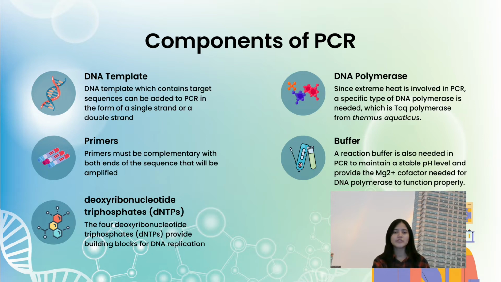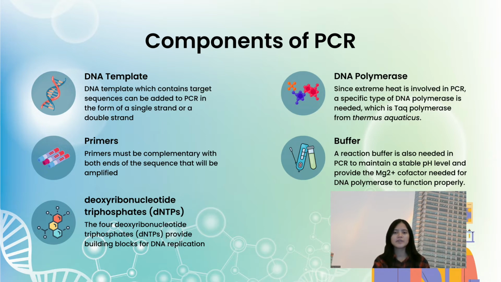The third one is nucleotides. There are 4 deoxyribonucleotide triphosphates, which include adenine, guanine, cytosine, and thymine, which are needed to provide building blocks for DNA replication. Each complementary base will be added to the new growing DNA strand by DNA polymerase, according to the original strand sequence. The fourth one is DNA polymerase, which is an essential enzyme needed for DNA replication. Since extreme heat is involved in PCR, a specific type of DNA polymerase is needed, which is Taq polymerase.